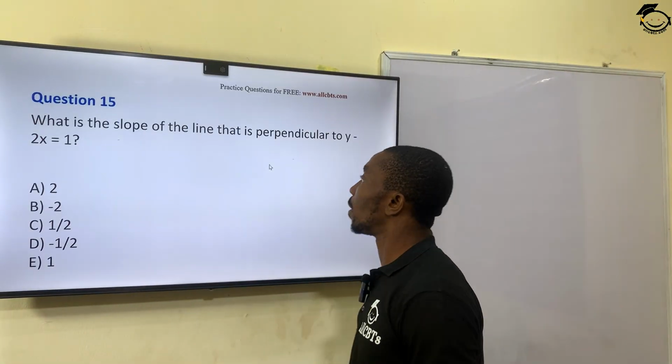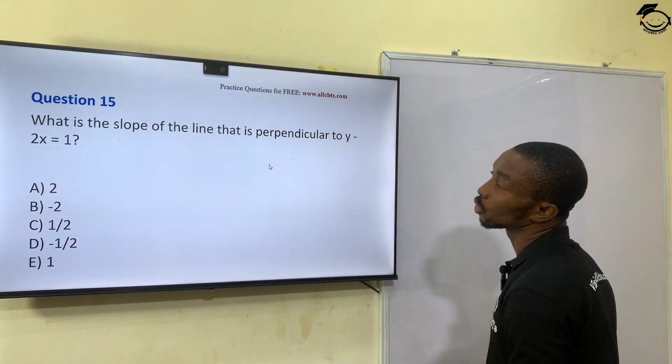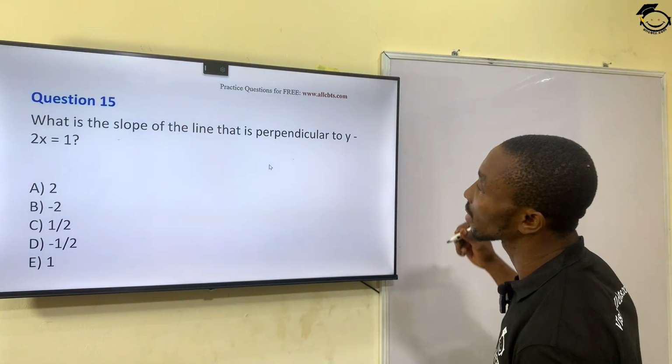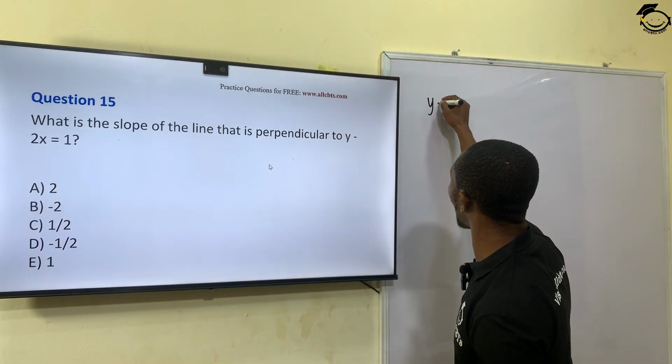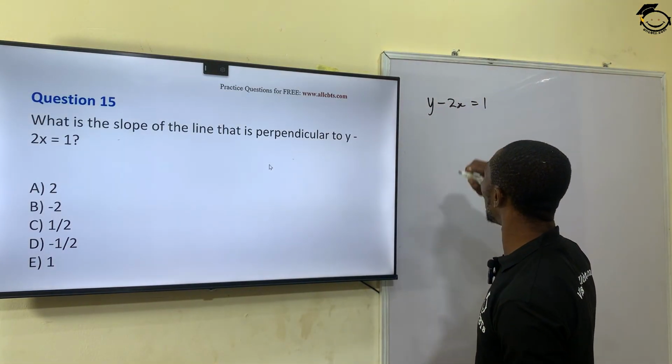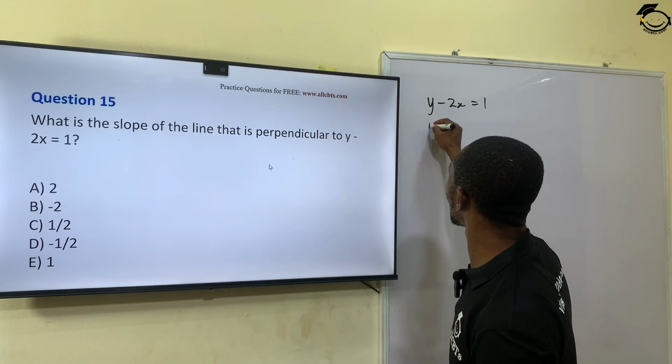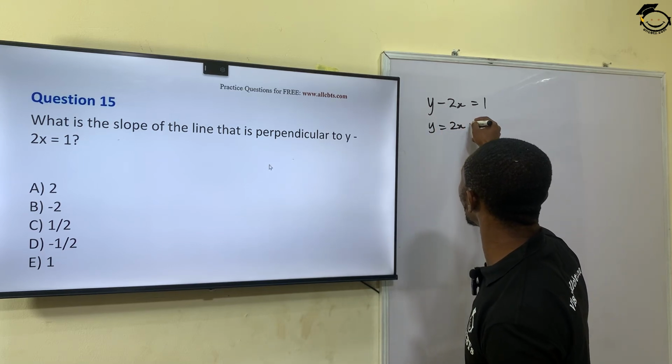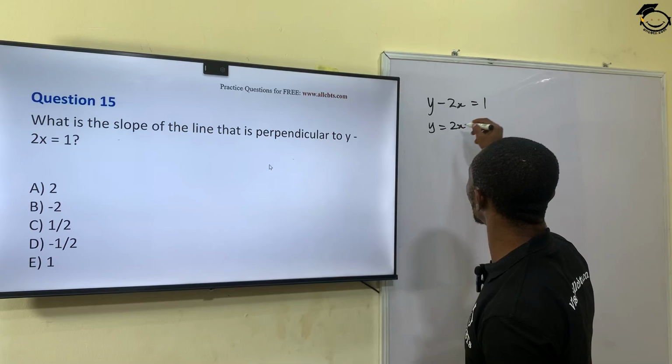What is the slope of the line that is perpendicular to y minus 2x equals 1? So our line is y minus 2x equals 1. So if we rewrite this, we have y equals 2x plus 1.